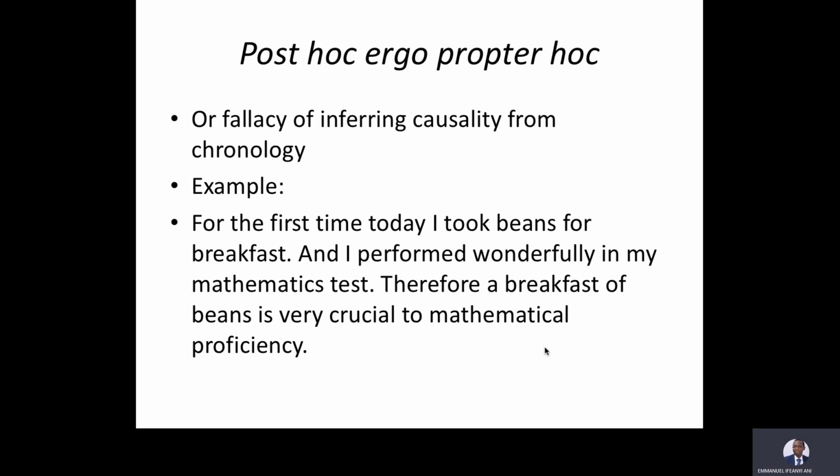So just because I took beans for the first time in my life today, and when I went to the exam hall, I did wonderfully in my mathematics test, should I then conclude that the beans must have played a role in my mathematical performance? So just because something occurred before something doesn't mean it caused it. So that's the fallacy of inferring causality from chronology. Chronology means something happening before something or something happening after something. That's what we call chronology.